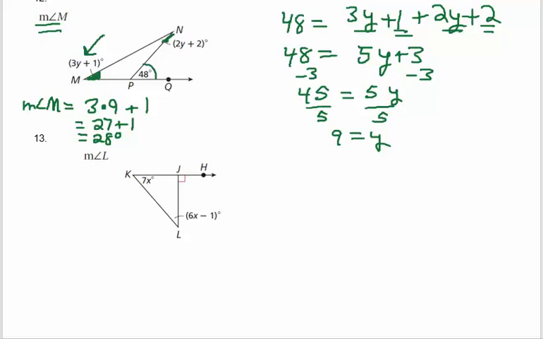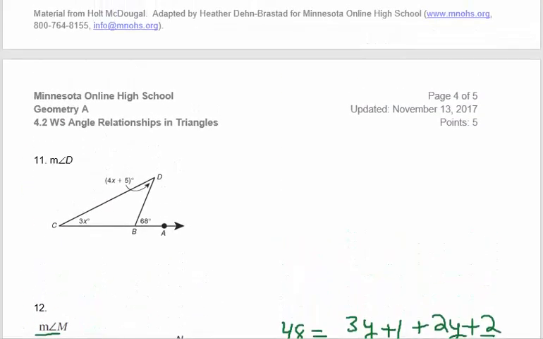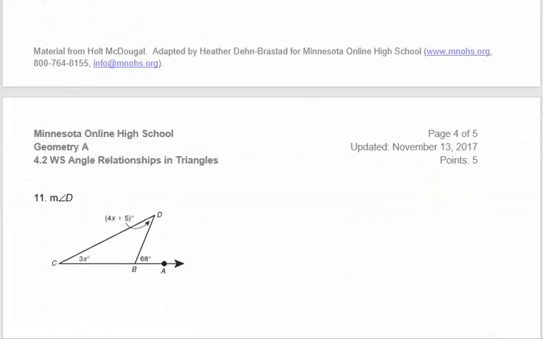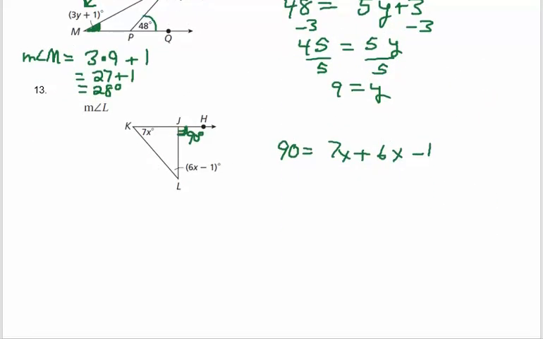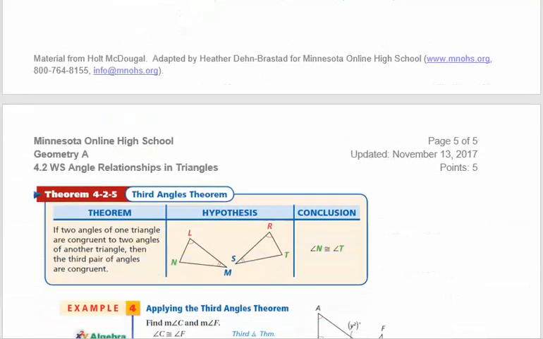In 13, I won't do this one, but I'm just going to let you know that this means it's a right angle, so the exterior angle is 90. So your equation would be that 90 is equal to 7x plus 6x minus 1. And then from there you'd solve for x, and then find the measure of angle L. You should get nice answers for these, like integer answers, or maybe a 0.5 now and then, but they're not going to be like 17.365 for an answer. So you want to check your work if that's what you get.